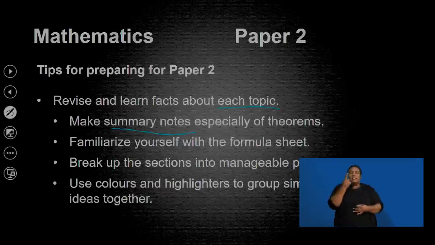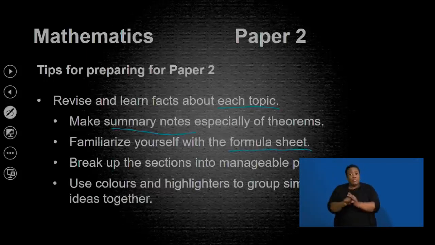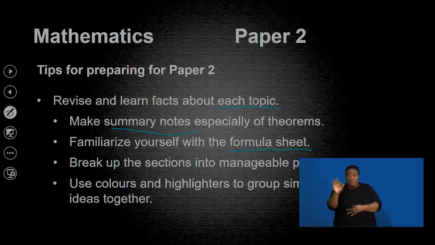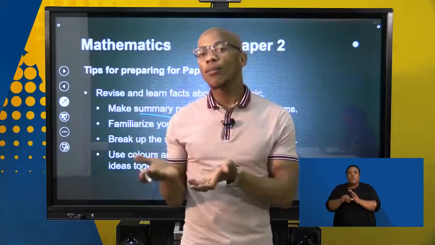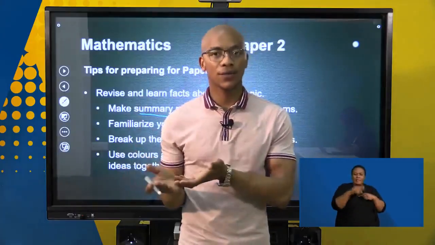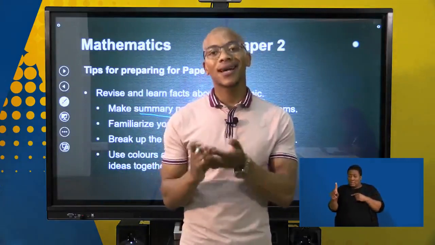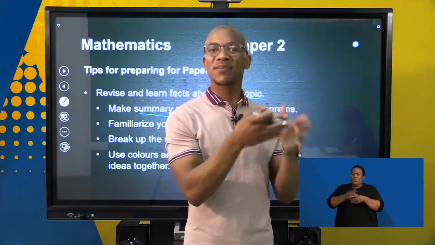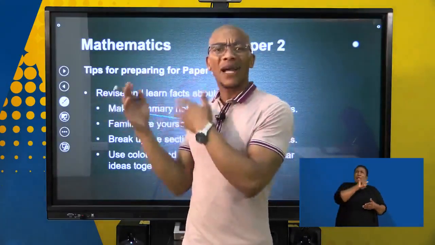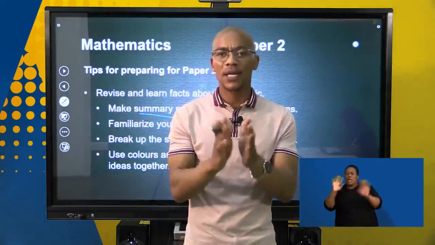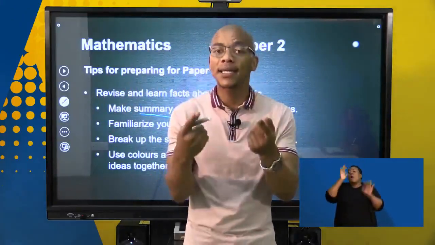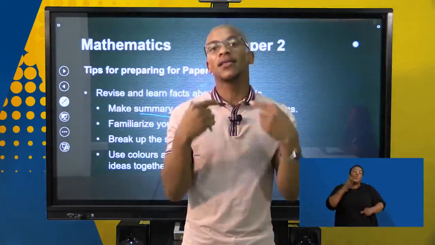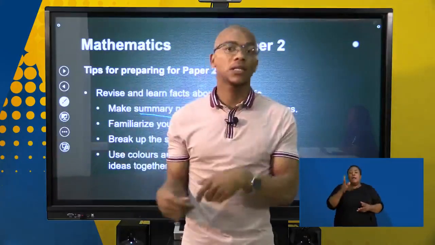And then also, familiarize yourself with the formula sheet. I can't stress this enough. For paper 2, a formula sheet is your friend. Why? Because most of the double angles and the compound angles are there in your information sheet. So you don't necessarily need to spend so much time trying to memorize what cos of A plus B equals. No, you don't need to do that. You just need to know how to apply it and when to apply it. And then always use your formula sheet.